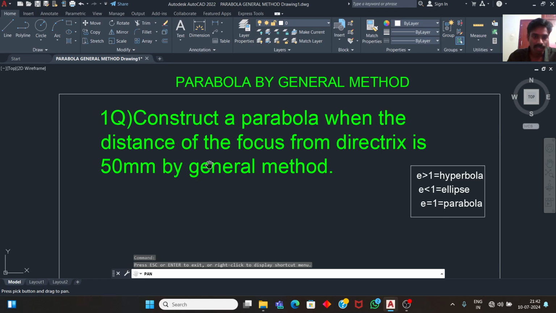So in our question, between the focus and directrix, they have given the distance, that is 50 mm. First of all, we need to construct the directrix. Directrix means it is a fixed line. Focus means it is a fixed point. The distance between directrix and focus is 50 mm. First of all, we need to draw the directrix line. Then after that we need to locate the focus point.